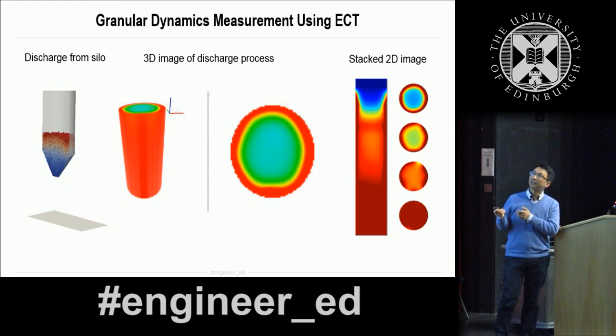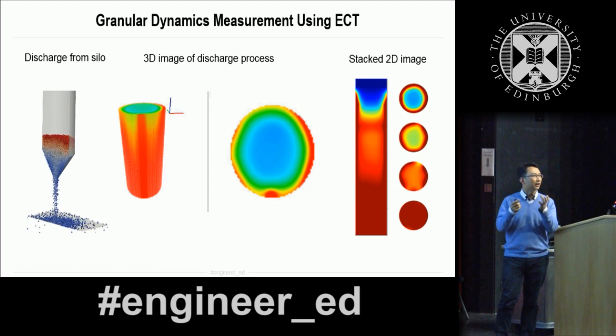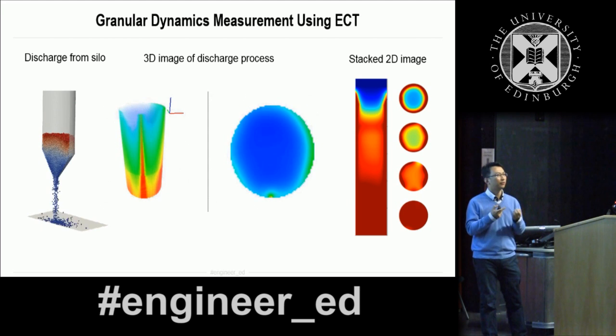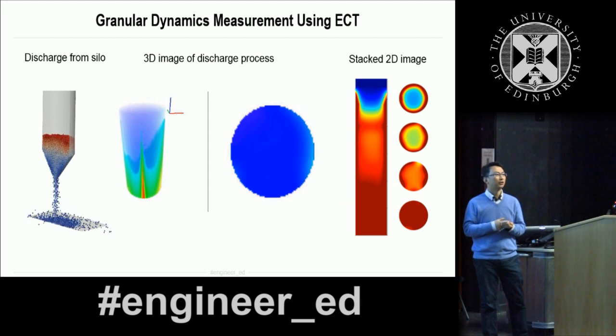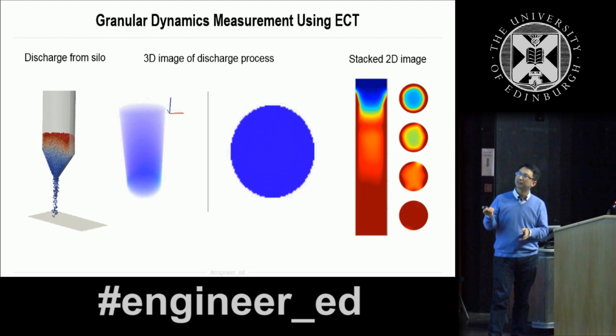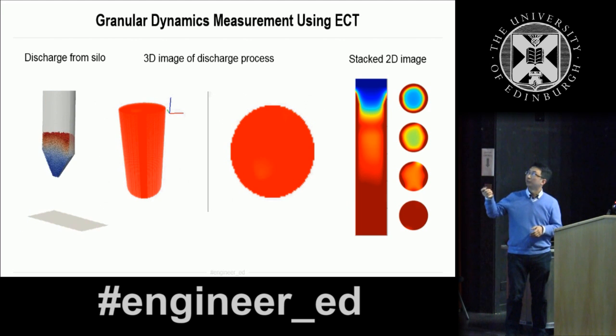So with this technology, you can monitor and tell what factor affects the dynamics of the particles inside the silo, whether it is the shape of the particles, temperature, or humidity. That is a simulation, and that is the measurement one. That is the side view of the discharge process.